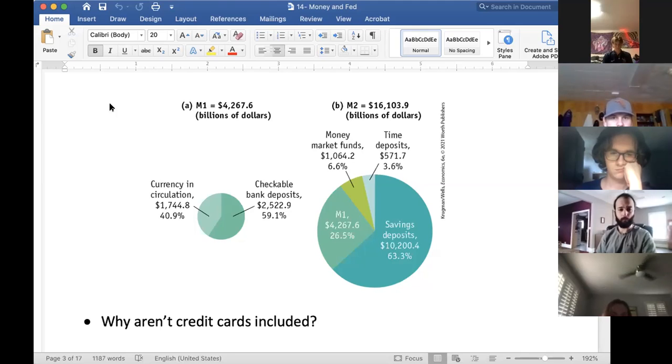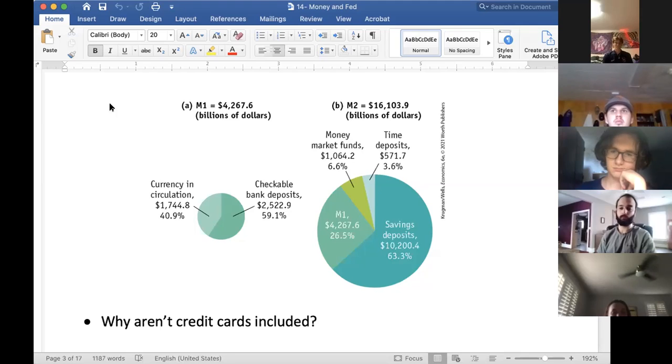How about Venmo? Is Venmo money? Well, once again, not yet, because right now most Venmo accounts are linked to a bank account. So Venmo is much more like a credit card than it is money, because when you pay somebody with Venmo, it's linked to a bank account through which it clears.